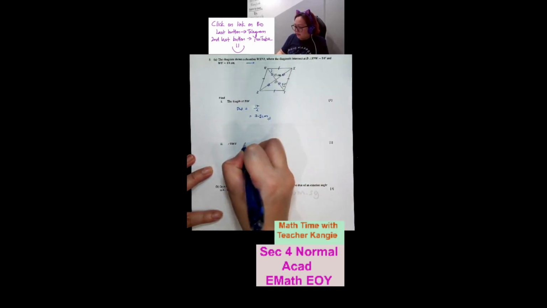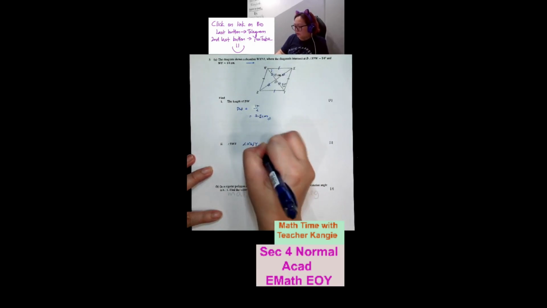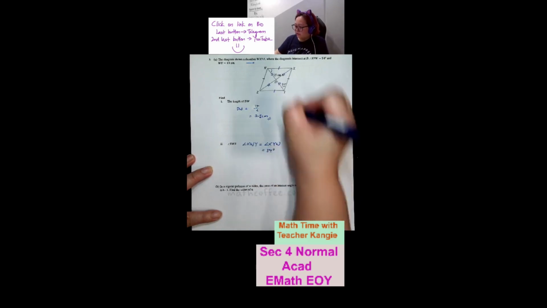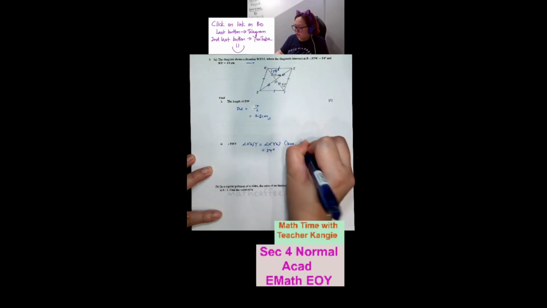So I will state angle XWY is equals to XYW, which is equals to 54 degrees. And this is because it's isosceles triangle.